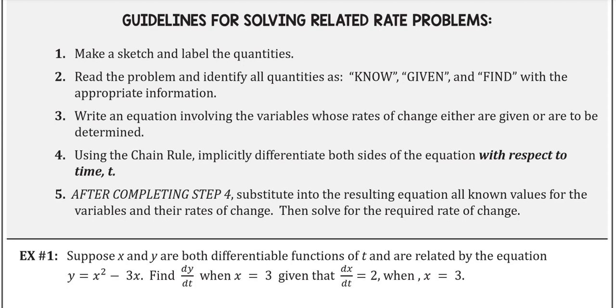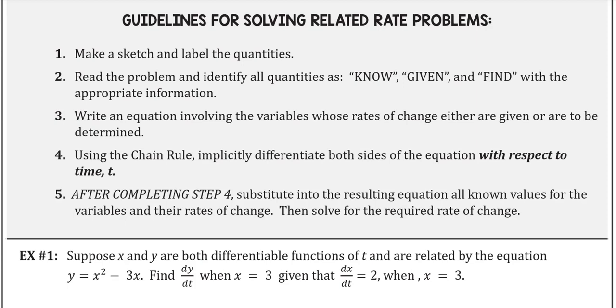Things like formulas. Do I know the formula for the surface area of a sphere or a cylinder? What's given? Am I given any rates? Am I given any values for side lengths or radius or something like that? And then always write down, what are you trying to find? What rate? Is it the rate of change of the sphere? Maybe it's the rate of change of the radius. So you want to make sure that you do that.